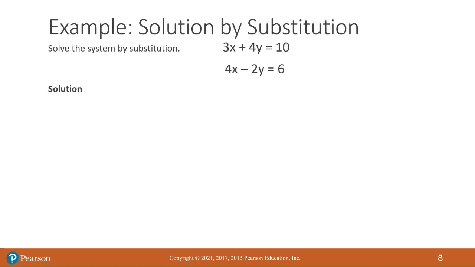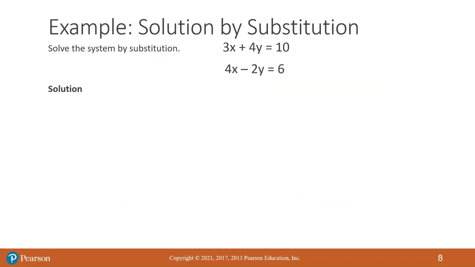Now, let's solve this system by substitution. When you go to solve by substitution, you're going to have to solve for a variable in one of the two equations. So either x or y in either the first equation or the second equation. The first equation here is 3x plus 4y equals 10. The second equation is 4x minus 2y equals 6.